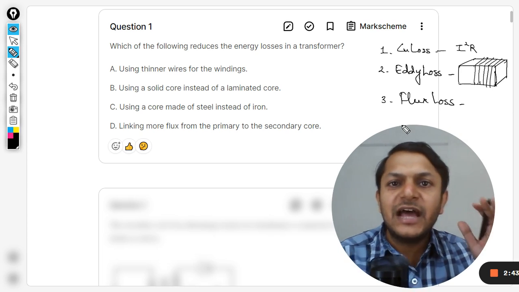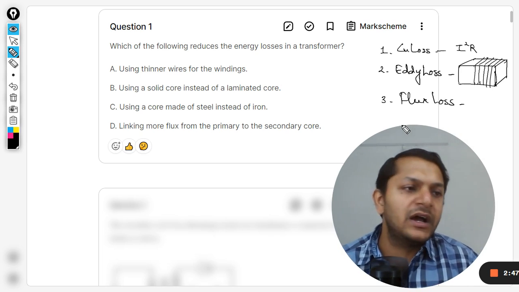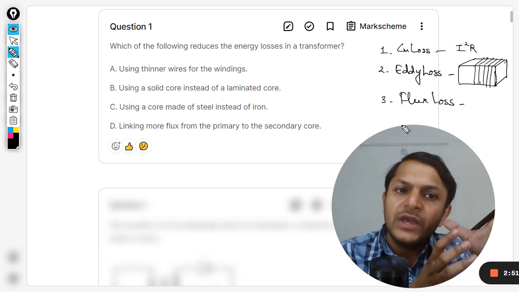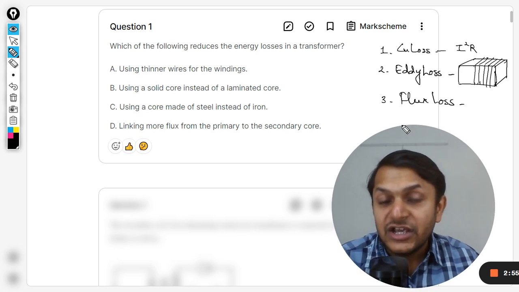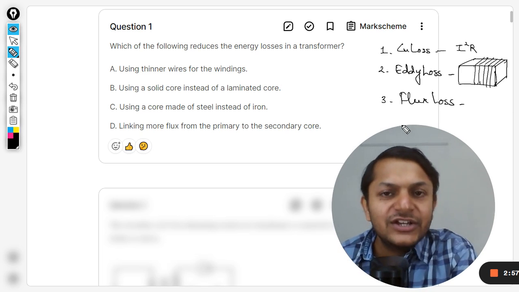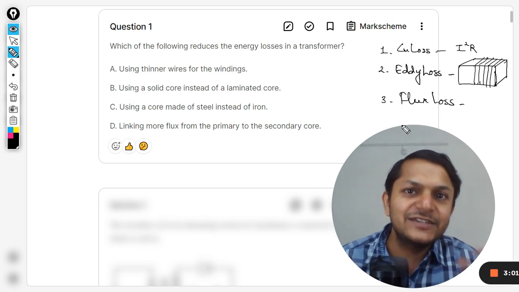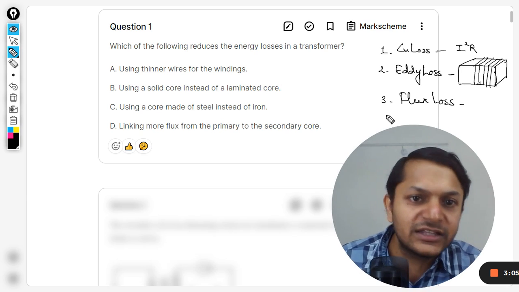Now point number three is that there is a bit of flux loss that is involved, so we want that flux loss should not happen, so we try to use a material like soft iron and others, those who have the property of not leaking the flux. So the flux that enters into the solid mass remains within the solid mass, it does not get out of it, and this is what we want. And so the flux loss is again the third kind of loss.